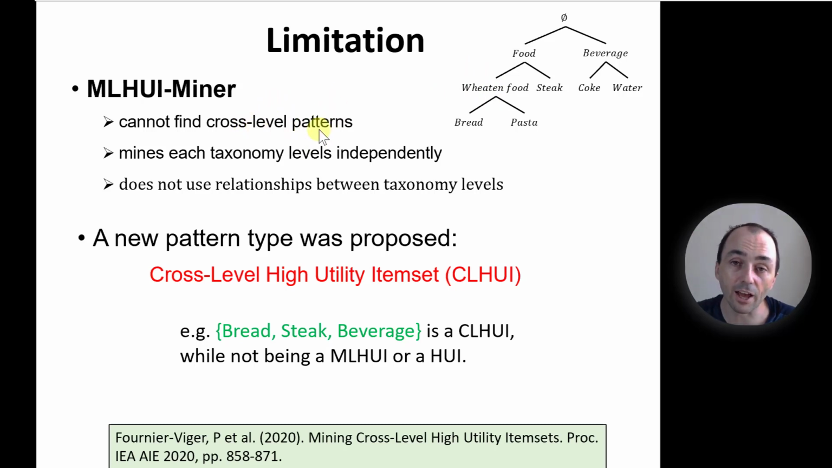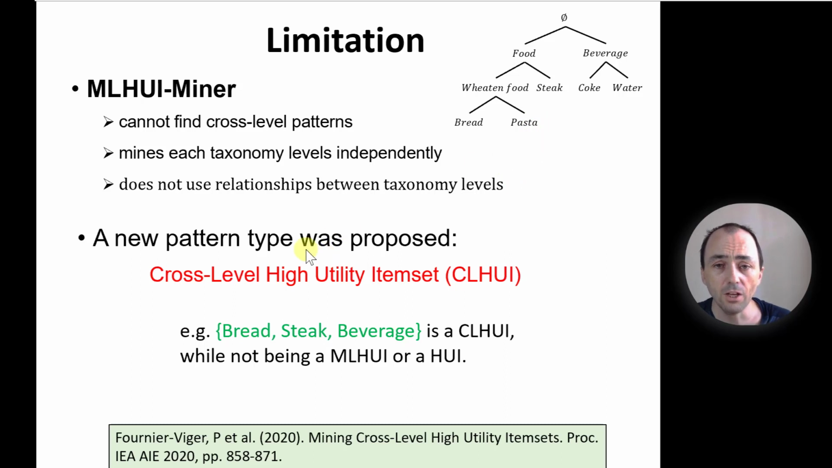What does it mean? It means that ML-HUI-Miner always finds item sets where the items are from the same level in the taxonomy. For example, it can find bread and pasta together because they are the leaves of the taxonomy. Or it can find food and beverage together because they are on the second level of the taxonomy. But ML-HUI-Miner cannot find the item set beverage and pasta, because beverage and pasta are not at the same level in this taxonomy. Beverage is second level and pasta will be the fourth level if you count from top to bottom.